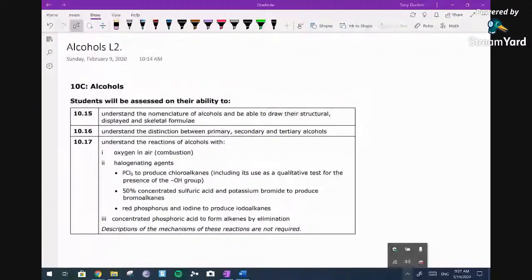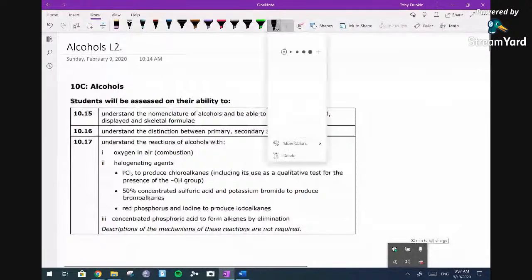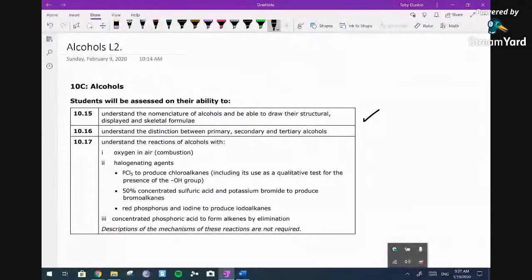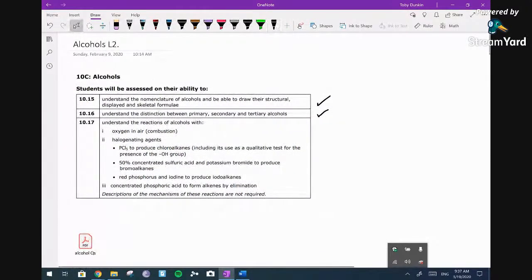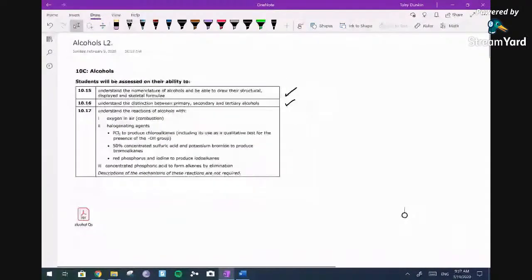Okay, so we have already looked at step number 1 in our first lesson of alcohols. I'm going to make that a little bit thicker. We've already looked at their structures, drawing them displayed, drawing them skeletal, and we've already looked at this idea of primary, secondary, and tertiary. So what I'm going to quickly do is try and make the webinars about 45 minutes. That's my target. But I'm going to try and also make them a little bit more interactive by giving you guys some questions.